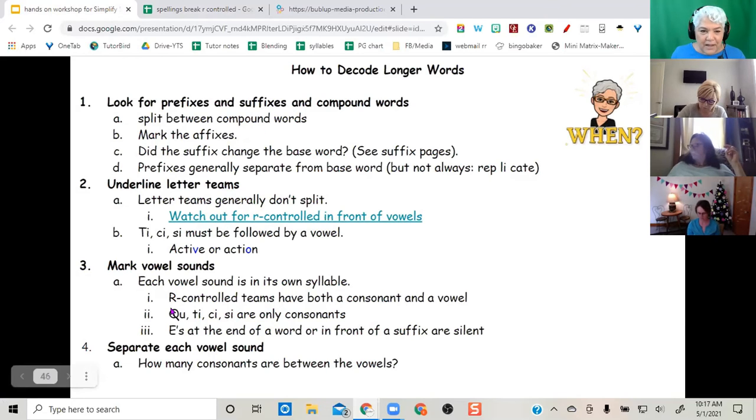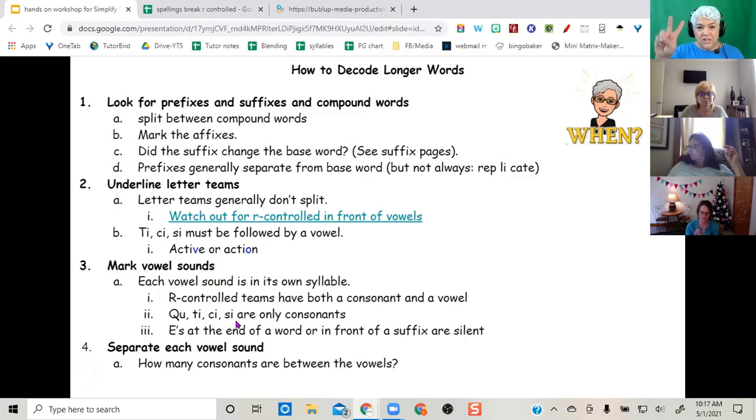And just as a reminder, R-controlled vowels have a vowel sound. So that is a vowel and a consonant. But the Q, U, TI, CI, and SI are only consonants. Those are not vowel sounds.